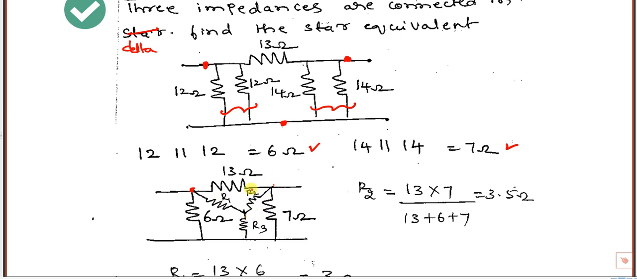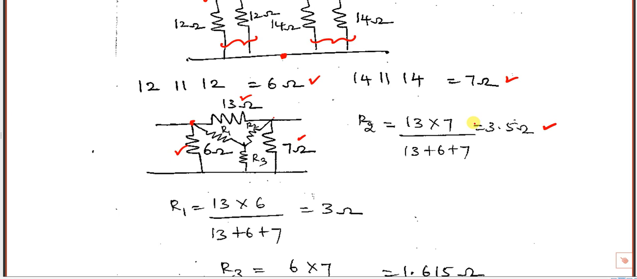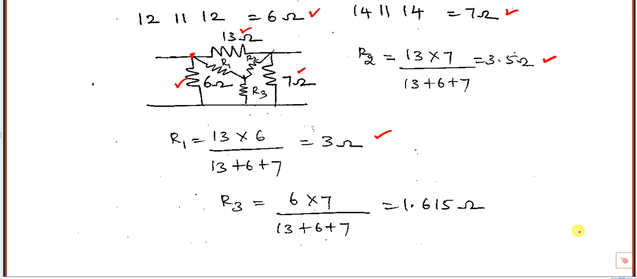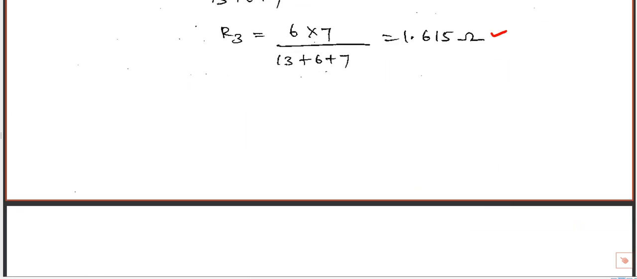R1, R2, R3 values you have to find out. I already told you, if it is delta and I want to find delta to star, it is the product of adjacent divided by the sum of all. So it is 13 into 7 divided by 13 plus 6 plus 7. So we are going to get 3.5. And this side, 13 into 6 divided by all. And for R3, adjacent is 6 into 7 divided by all. So 3 ohms.